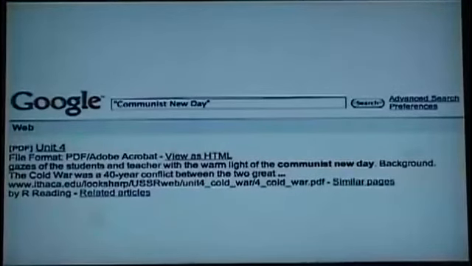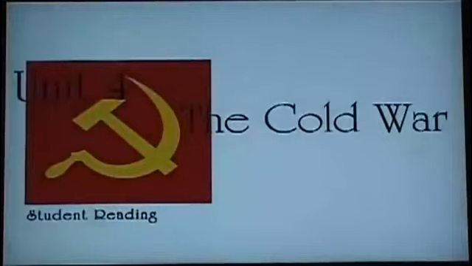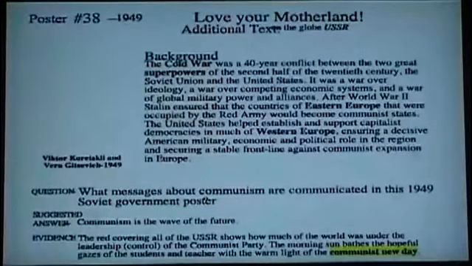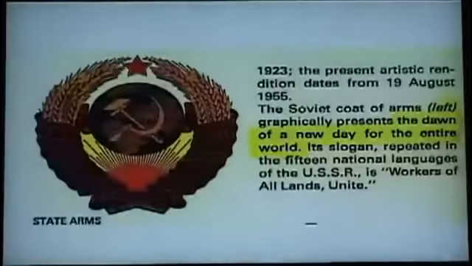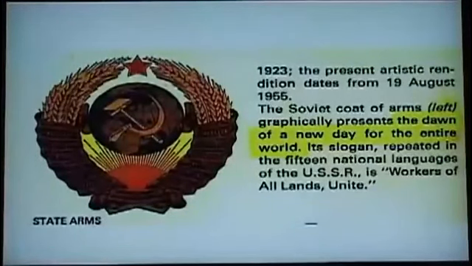So, go to Google, put in Communist New Day, and you'll see there's all kinds of articles about the Communist New Day. Here's one in particular, and at the bottom it says, the red covering all over the USSR shows how much the world was under the leadership and control of the Communist Party. The morning sun, we're reading from the bottom, the morning sun bathes the hopeful gaze of the students and teachers with the warm light of the Communist New Day. Again, there's that term, Communist New Day. That's the dawn of a new day for world communism. Very important term, dawn of the new day for the entire world under Soviet communism.